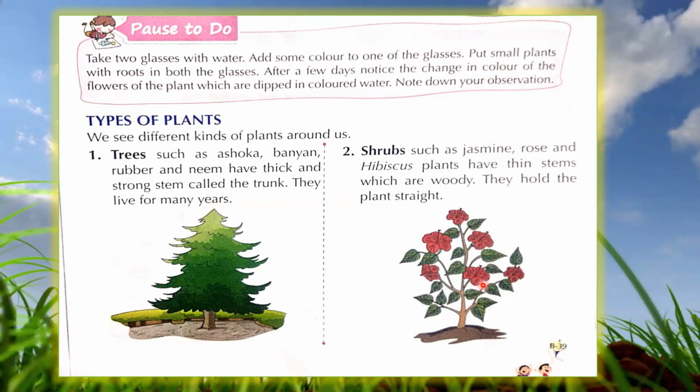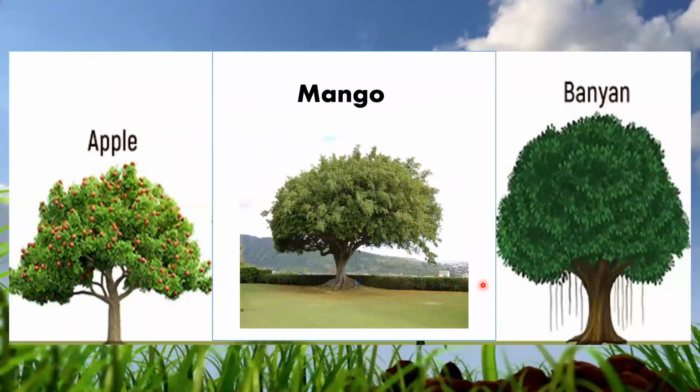They live for many years. Trees होते हैं, you can see in this picture also. कई ट्री हैं, एप्पल, मैंगो, बनियन, अशोका, कई तरह के ट्रीज होते हैं. जो आपको दिखाई दे रहा है, they are tall, वो लंबे होते हैं, देखने में ऊंचे होते हैं. उनका जो स्टेम है वो थिक है. You can see here the stem is thick.